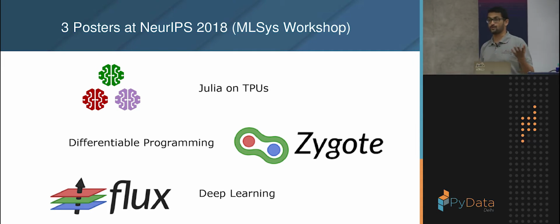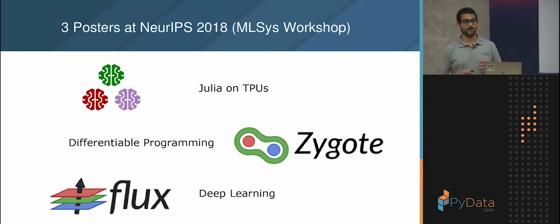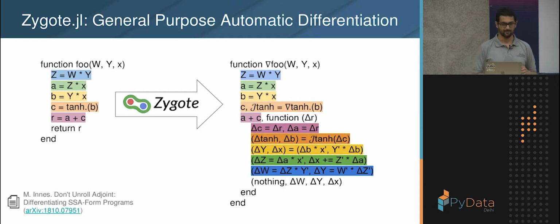So Julia runs on GPUs natively. You can write your Julia program and execute it on a GPU with little effort. Julia also runs on TPUs. Zygote is a key part of our differentiable programming stack, as is Flux, and I'll speak a little bit about them going forward.